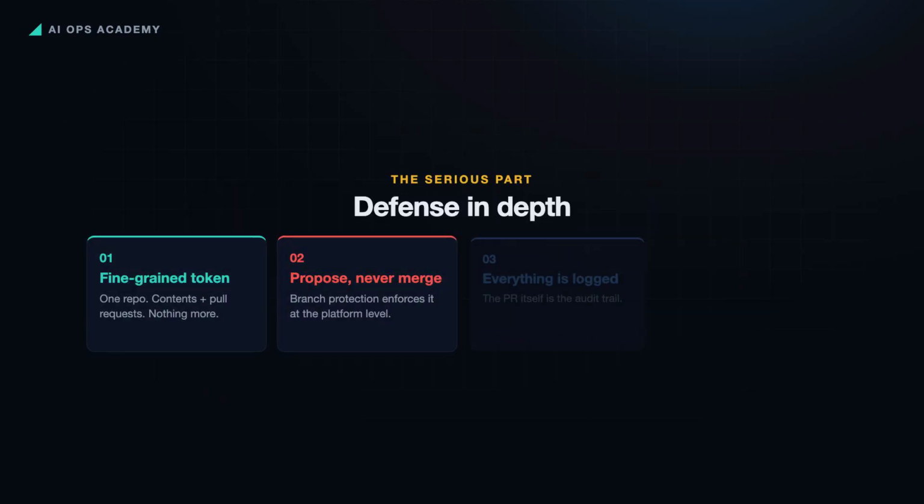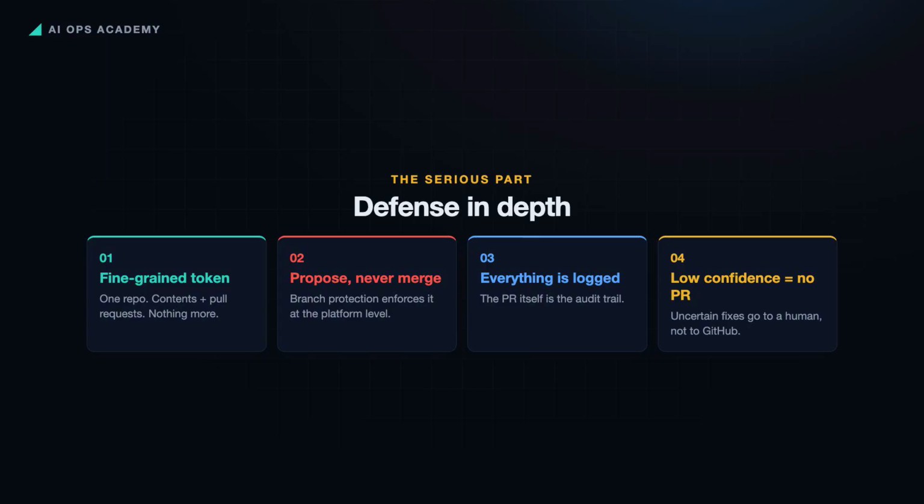Now the serious part, safety. 4 rules. 1. The token is fine-grained. This one repo, contents, and pull requests, nothing more. 2. The agent can propose, never merge, and branch protection enforces that at the platform level, not just in the prompt. 3. Every action is logged. The PR is the audit trail. 4. Low confidence means no PR. Defense in depth. Prompt, permissions, and platform.